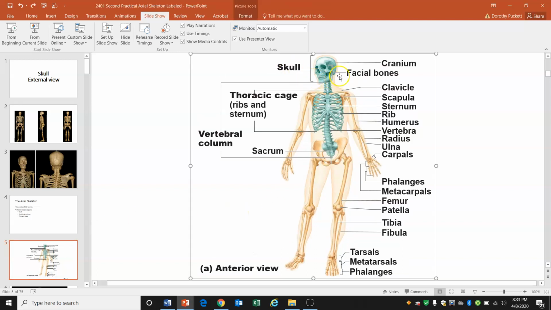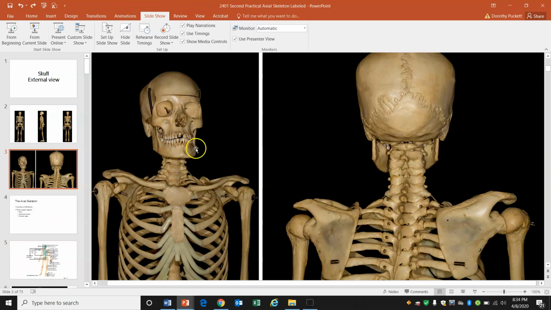In context, the axial skeleton is comprised of the skull, the vertebral column, and the thoracic cage made up of the ribs and sternum. Here on our skeleton we see the skull, and we can see the three parts of the sternum.